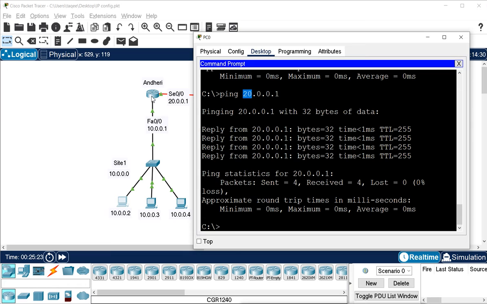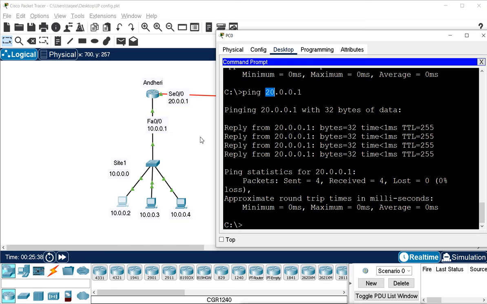Now the router checks the routing table and asks what networks it knows. In the routing table it checks what entries are there and what networks are known. Right now the routing table of this router knows the connected networks. That means through the Fast Ethernet port it is connected to network 10, and through the serial interface it is connected to network 20. So it knows about these two networks, and it is giving me the reply from that IP.